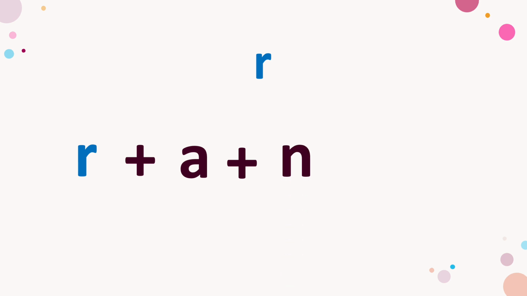Let's read another three-letter word. What is this sound? R. What is this sound? A. Let's blend them. R, A, ra. What is this sound? Shall we blend them all? R, A, ra, n. Ran. Let's try again. R, A, ra, n. Ran. Great job. You just read another three-letter word.